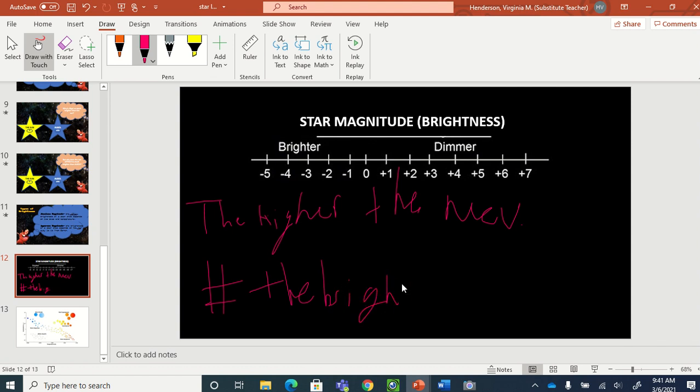the brighter the star. Just in case you were writing with an actual pen and you're writing faster than me, go right ahead. The higher the negative number, the brighter the star.